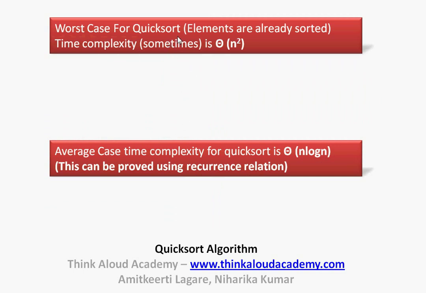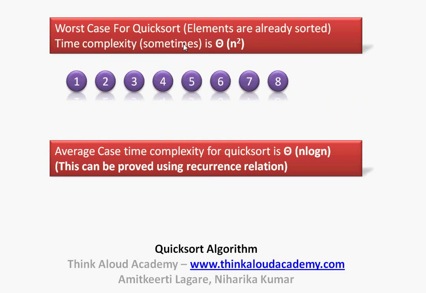Now, the worst case for quicksort happens to be a scenario where elements are already sorted. If we have a list of elements that are already sorted, then it is a worst case for it. The time complexity in this case happens to be theta of n square. If you see here, the elements are already in sorted order. If we try to sort these elements again, then they will actually take theta of n square.